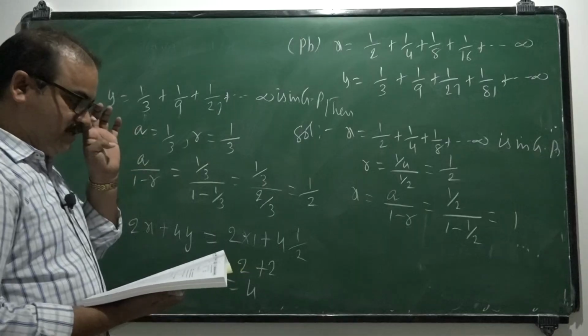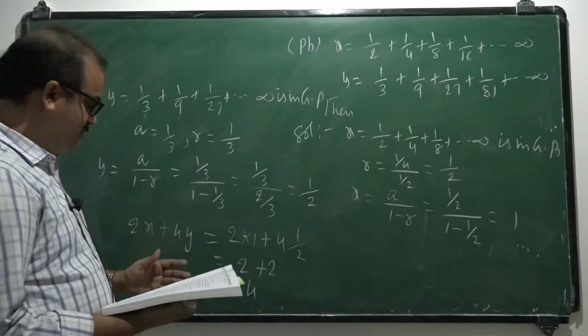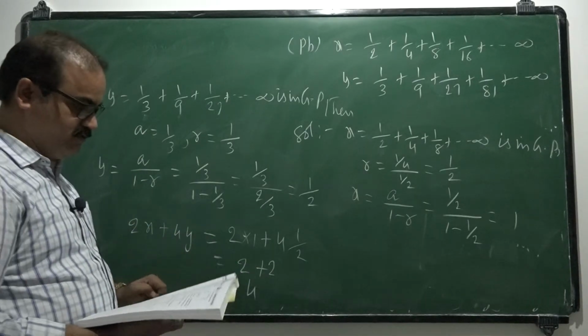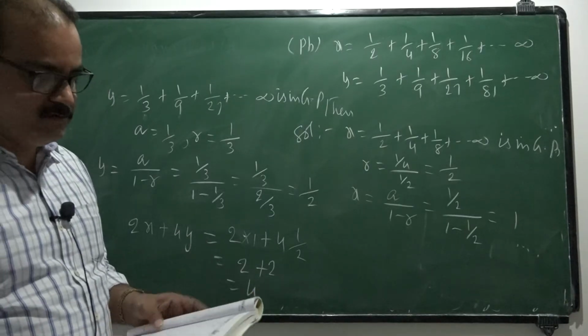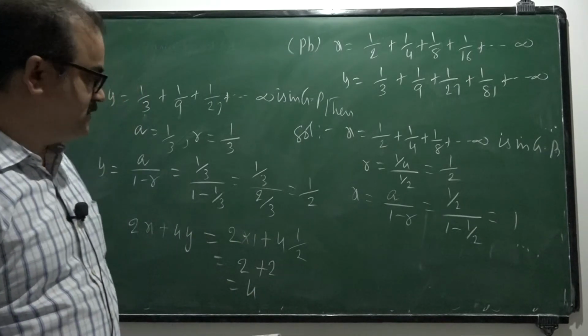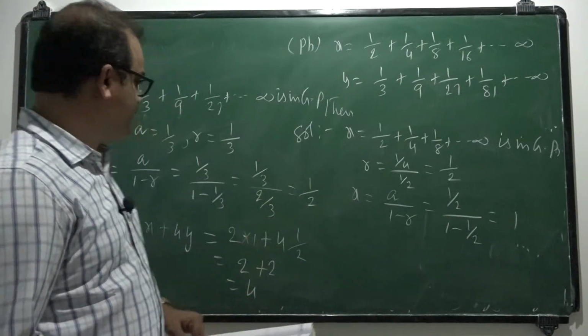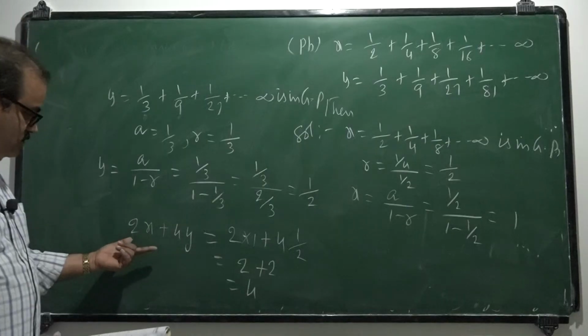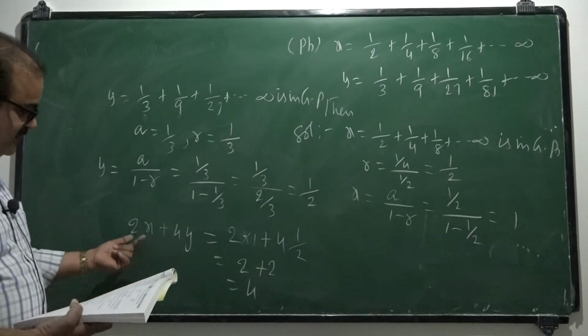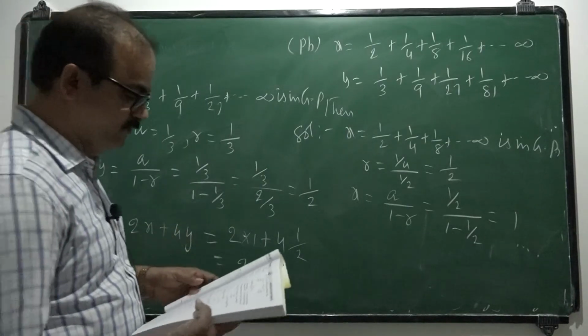Here 4 options are given, either x is equal to y, or 2x plus 4y is equal to 4, x square is equal to y, and x plus y is equal to 0. You verify the options. Here x is not equal to y, x square is also not equal to y. Which option is satisfied? 2x plus 4y is equal to 4.